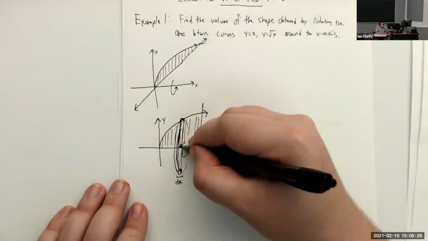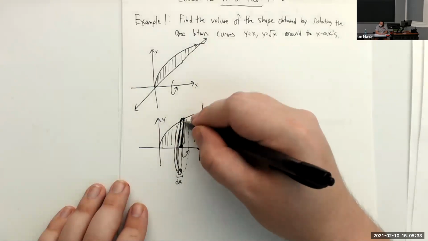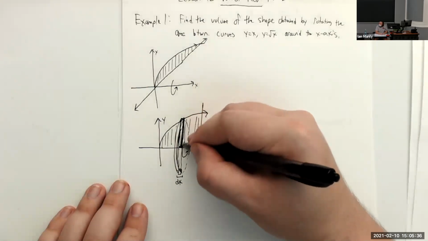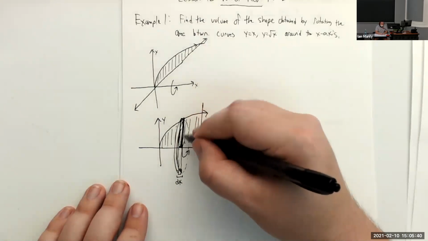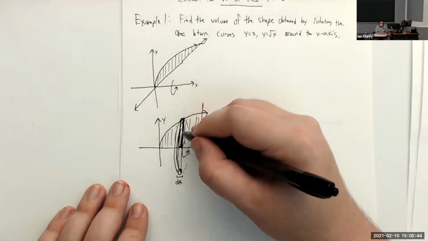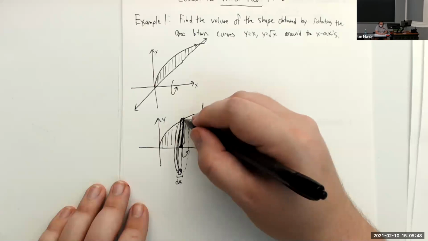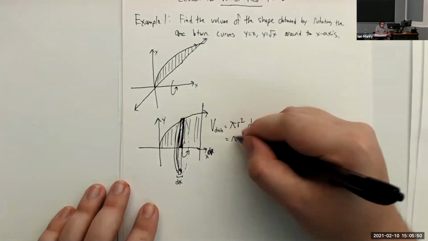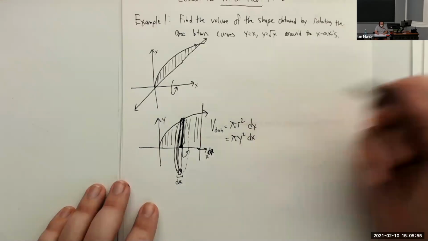So if I start here and go out to the outer edge of my circle, this length right here is going to be my radius, right? So what's another name for the distance from the axis up to the curve? We talked about this last time. It's y, right? Whenever we want to measure a vertical distance from the axis to the curve, it's going to be y. So we have pi y squared dx.